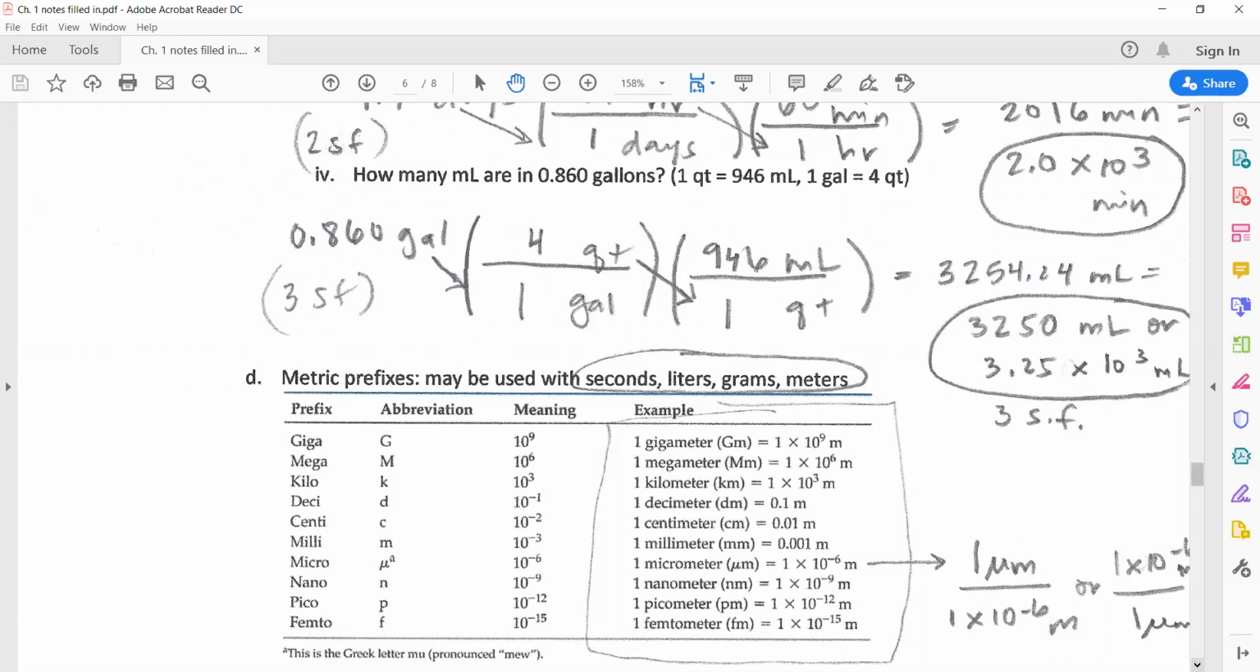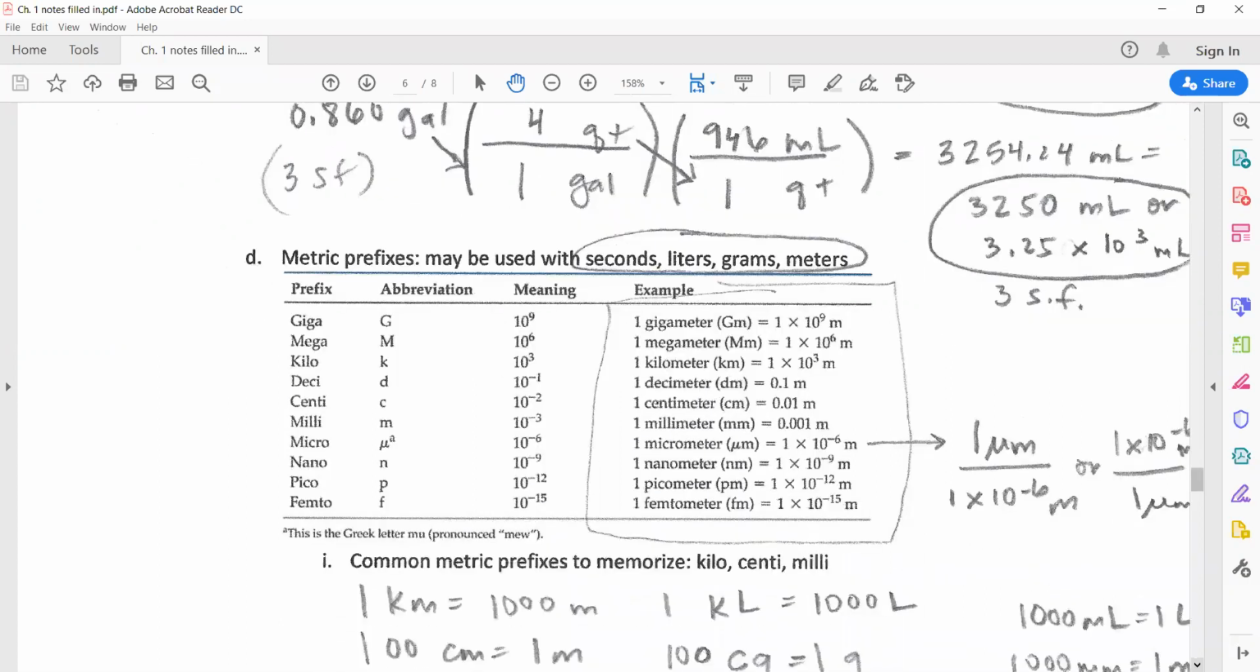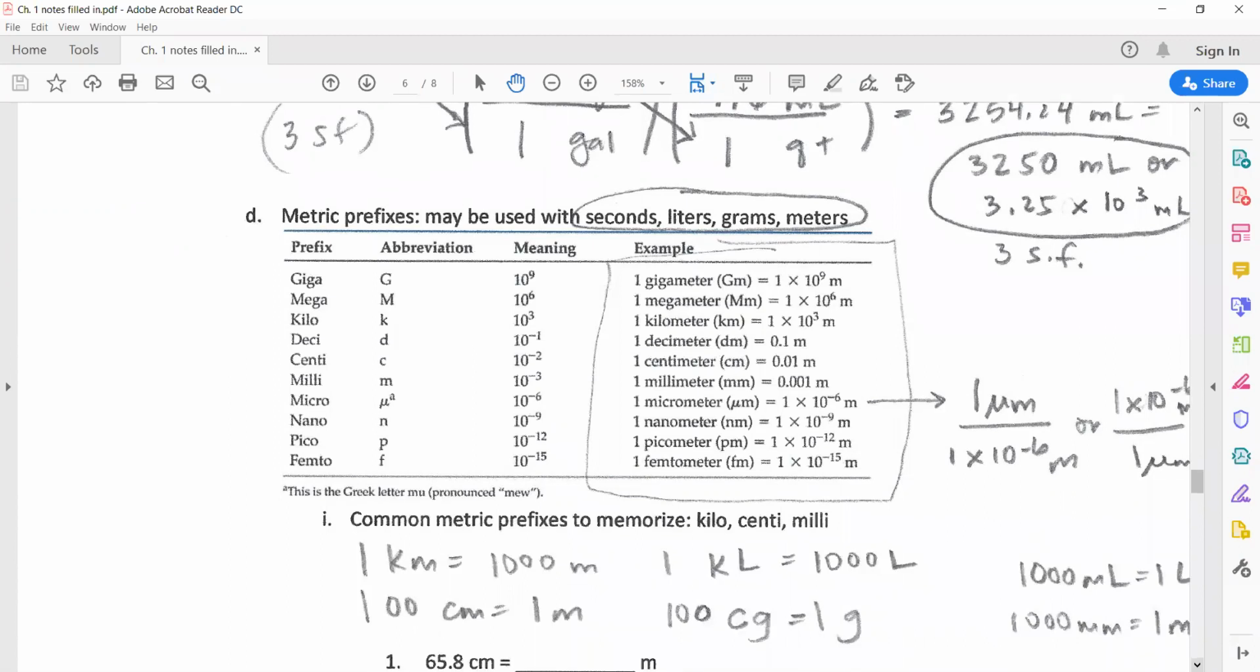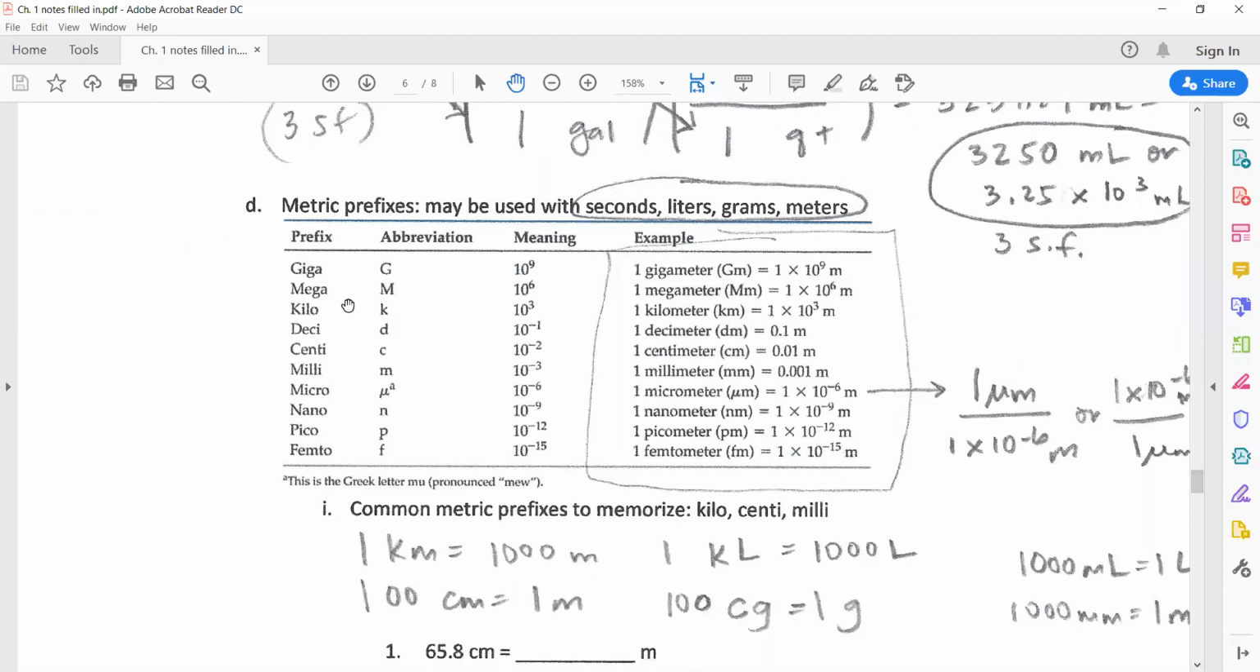So prefixes are also really helpful when you're working with really small or large measurements. So the metric prefixes are listed here. You don't need to memorize them, but you do want to pretty much have kilo, centi, and milli memorized at least, because they are going to be used so commonly. But we'll run into all of these.